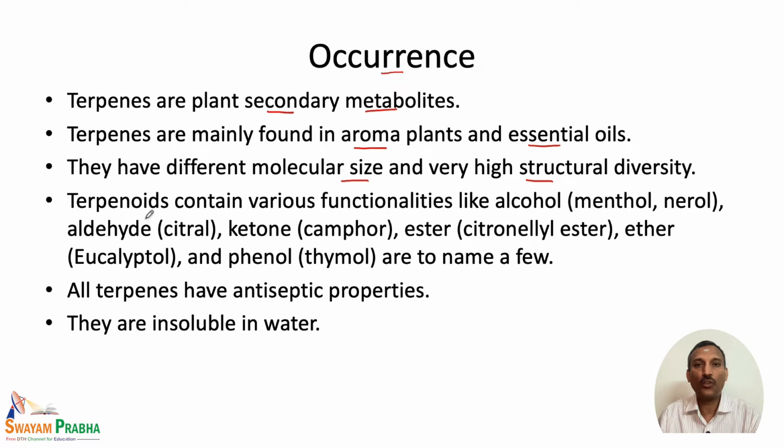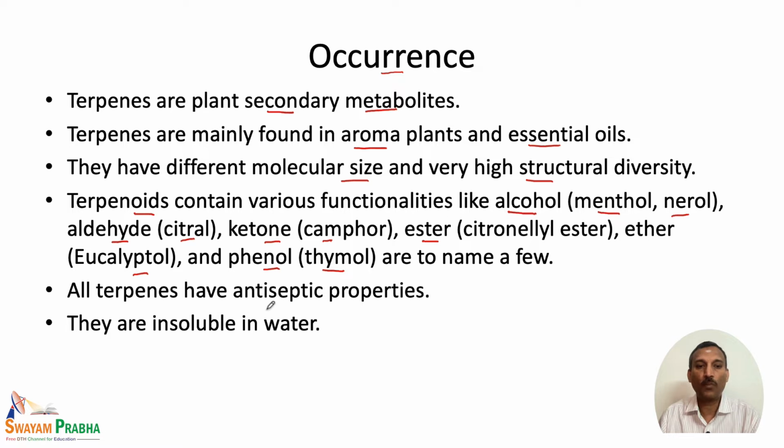And the oxygen functional groups, when we talk about terpenoids, the various oxygen functionalities are alcohol. Say for example, if you look at menthol or nerol, they have the hydroxy unit. When we talk about an aldehyde function, citral and citronellal have an aldehyde function. And when we look at camphor, camphor contains a ketone moiety, citronellyl esters contain an ester moiety, eucalyptol contains an ether moiety, and thymol, a good medicine for a cold, contains a phenolic unit. So these are all the various oxygen substituents that are present in terpenoids.